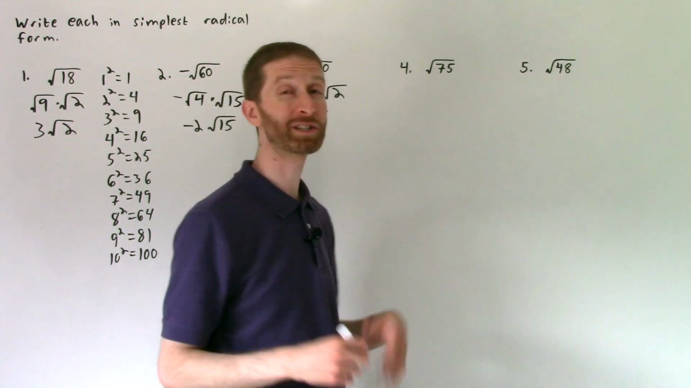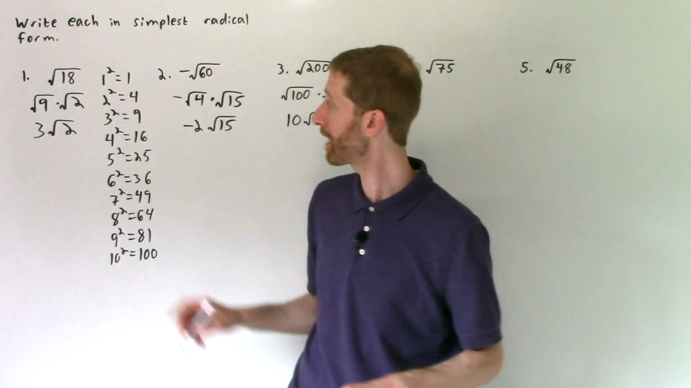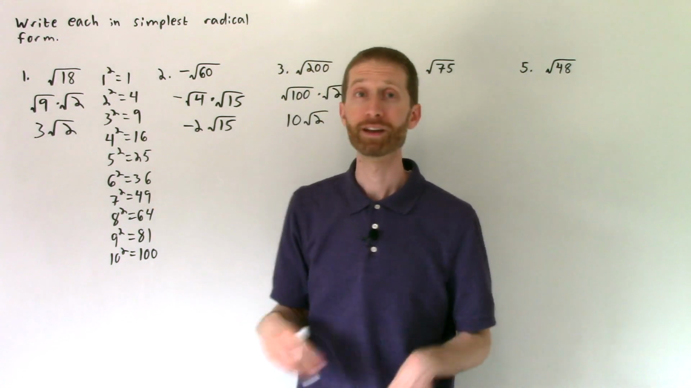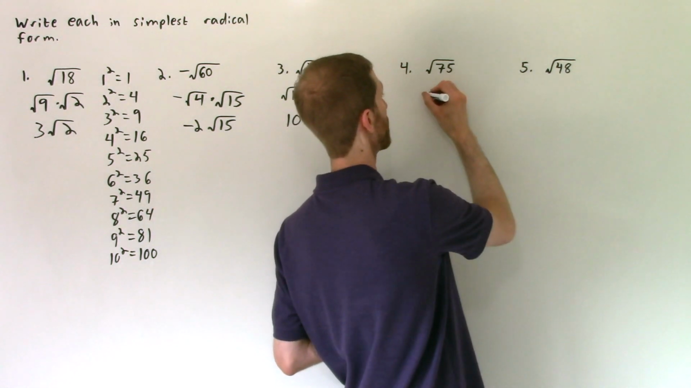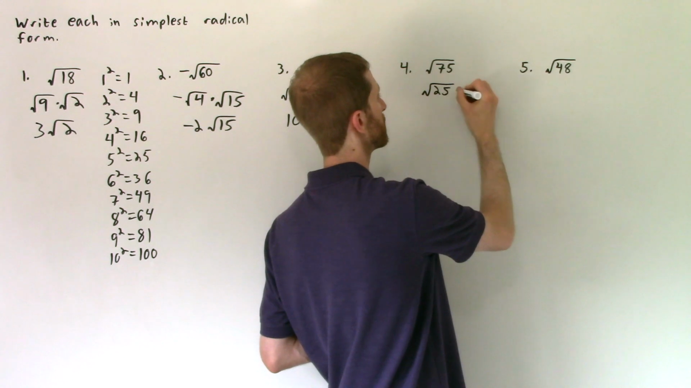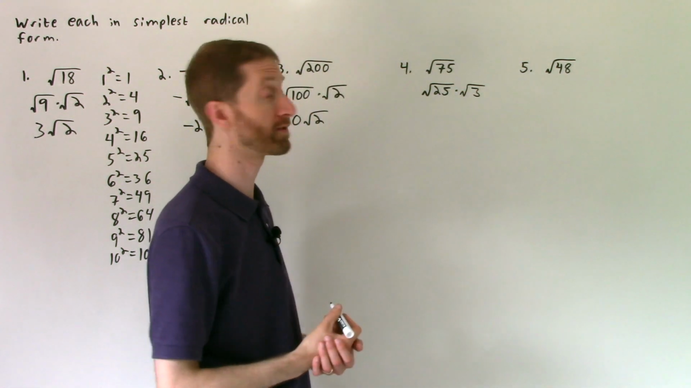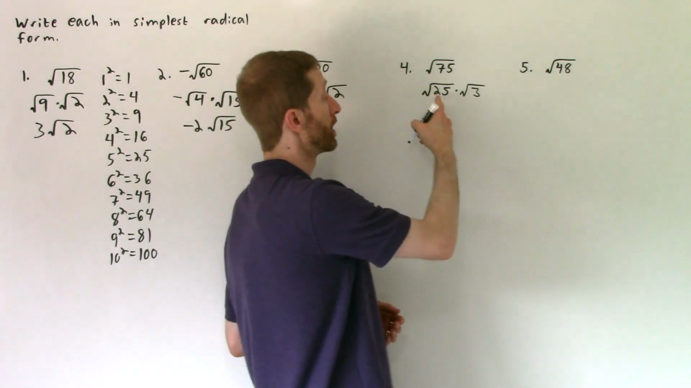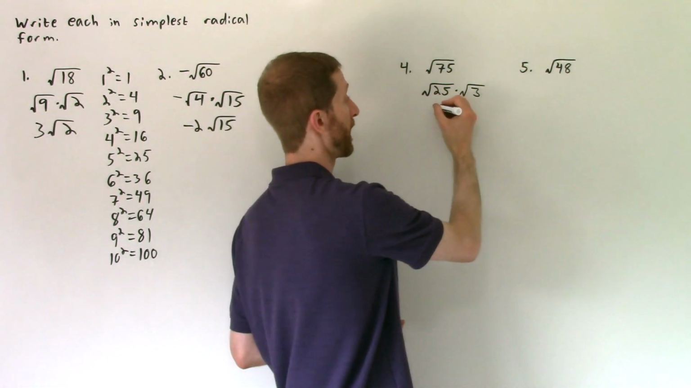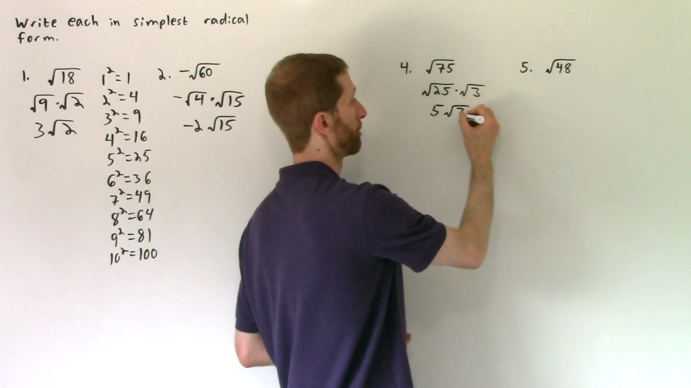All right, keep going. Square root of 75, what's the biggest perfect square that goes into 75? 25. You get real quick at this, and after a very short while, you might even start doing these mentally. 25 times 3 is 75, so it's the square root of 25 times the square root of 3. The number multiplied by itself that gives us 25 is 5, so we have 5 times the square root of 3.